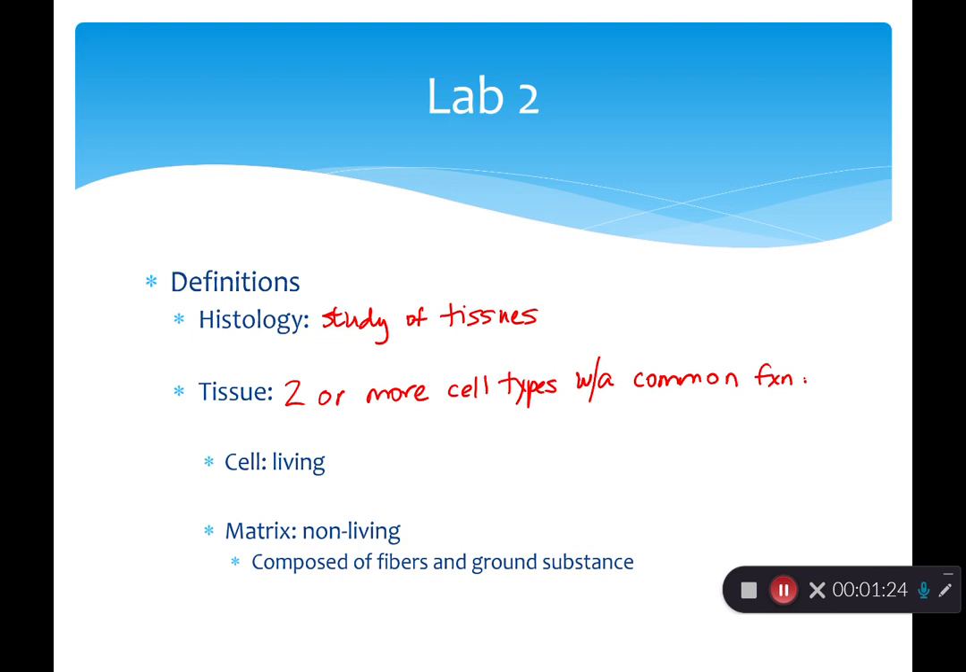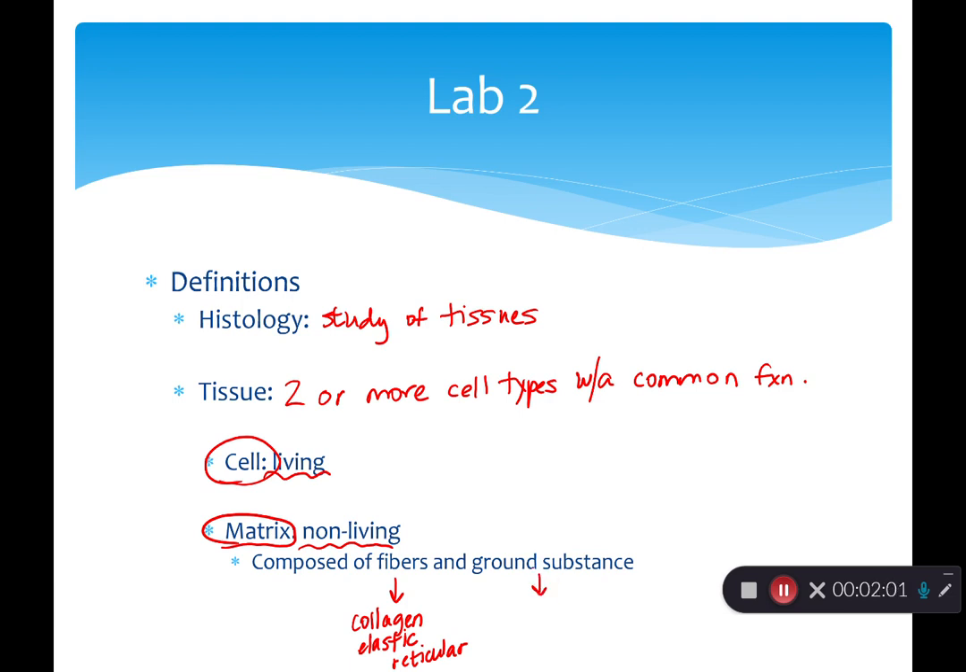Now, tissues are made up of cells, which make up the living portion, and everything else is called the matrix, and that is non-living. The matrix is composed of fibers. We will see this more in our second type of tissue rather than the first type of tissue, but fibers like collagen, elastic or elastin, and then we have reticular fibers. Those are the 3 main fiber types. And then the ground substance.